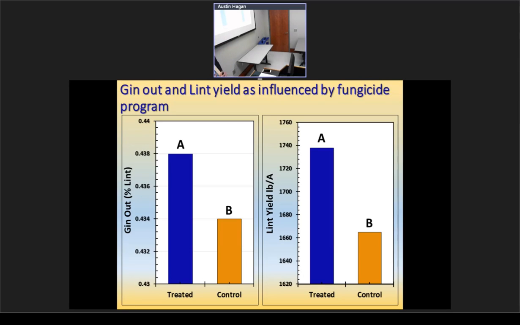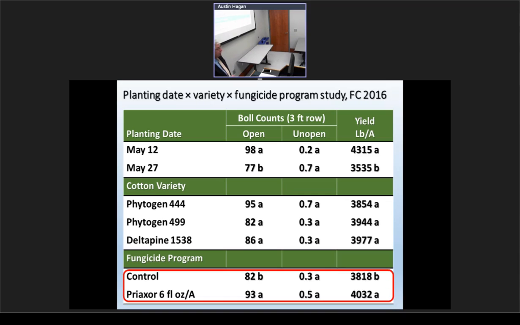If you look at some of the other parameters which influence cotton yield, one of them is turnout or gin out. In some of the trials we've run, we find that the fungicide-treated cotton has a higher turnout rate or gin out rate than the non-treated control, which tends to accentuate the yield benefit that you would derive from a fungicide input.